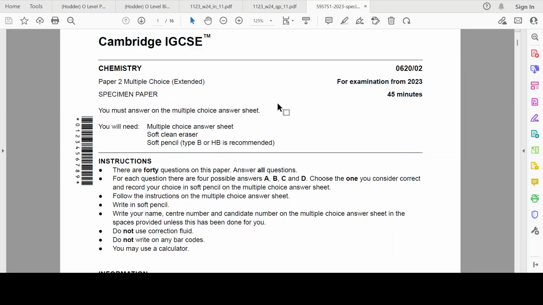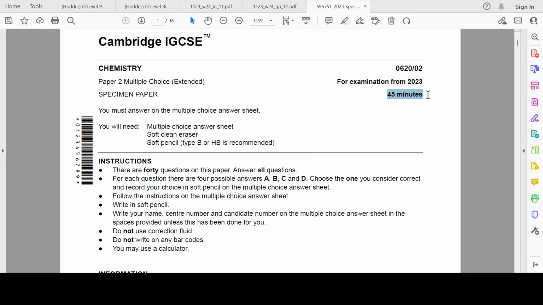Always read the instructions. So you must answer on the multiple choice answer sheets. You're going to get a separate sheet like you did for the 0510, remember, for the listening paper. So you have an answer sheet for that, just like that. You'll have an answer sheet for this. So you will need a multiple choice answer sheet which will be provided to you. A soft clean eraser and a soft pencil of either B or HB is recommended.